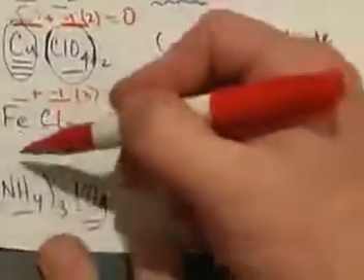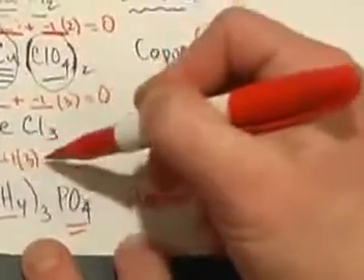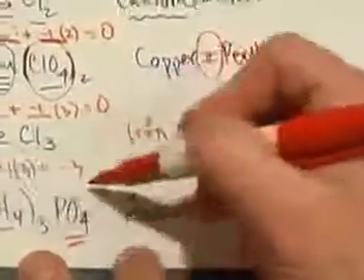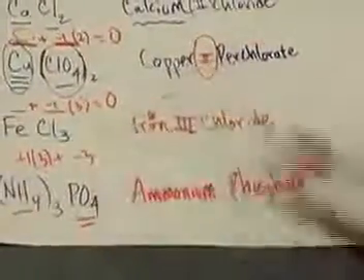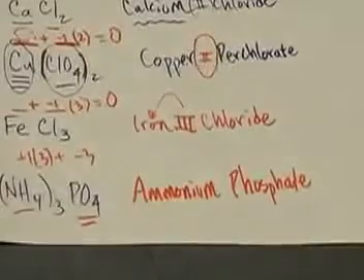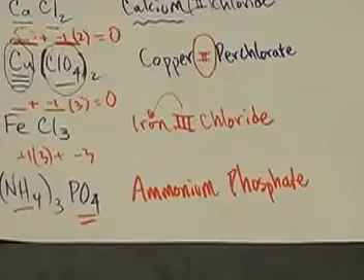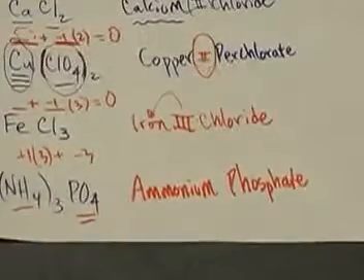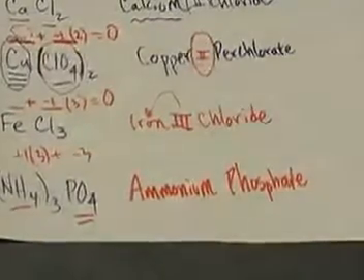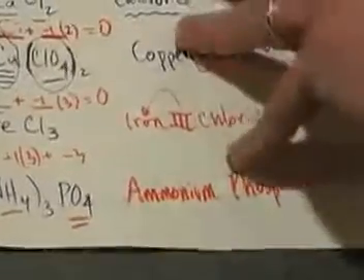PO4. Notice I needed 3 of this positive 1 thing to balance out the negative 3 of the phosphate. Now I didn't need to figure that out at all because it's not going to have a Roman numeral. As a matter of fact, polyatomic cations never have Roman numerals. But I just wanted to show you that they do sum to 0, which is one of the things that we wanted to make sure of.